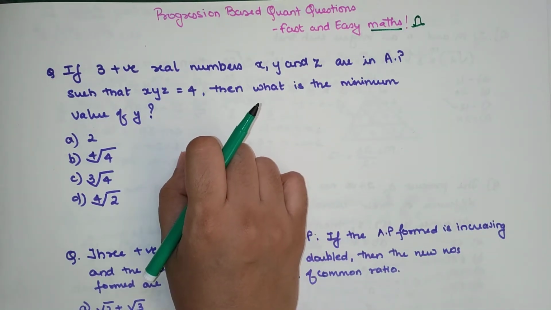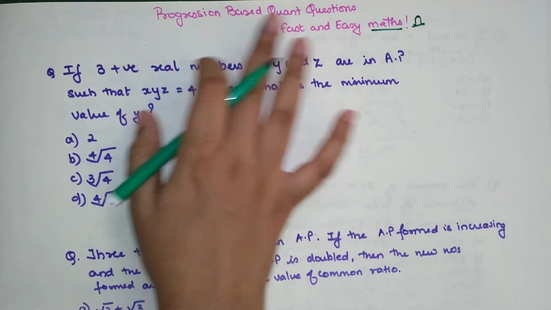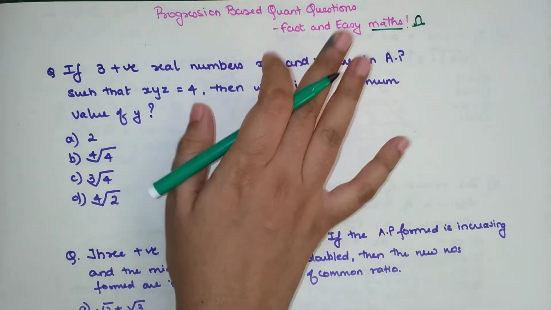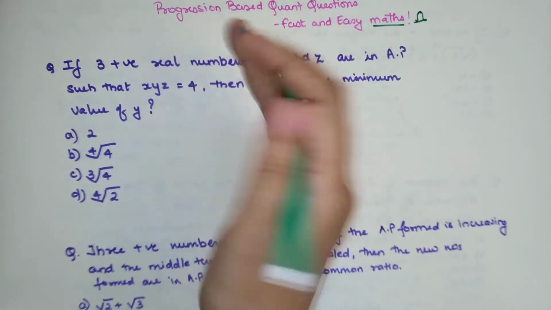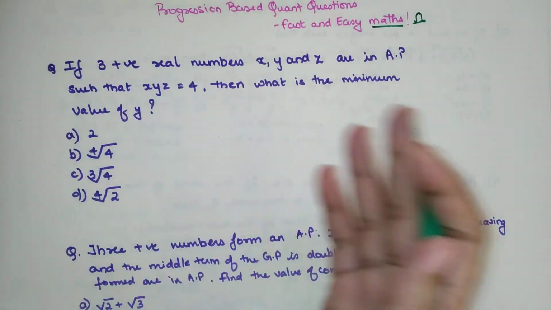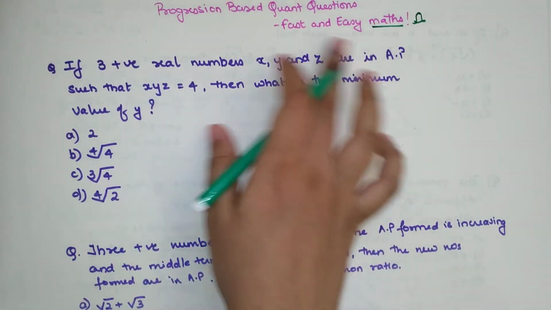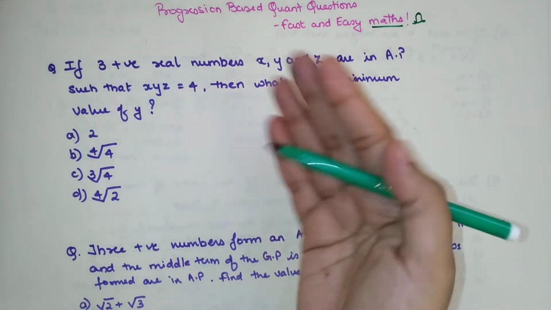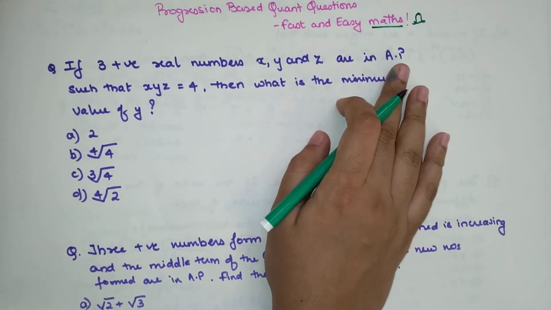So today we are going to talk about progression based quant questions, meaning questions which are asked in the quantitative analysis section of entrance exams such as GMAT, CAT, SAT, ACT, etc. And these are based on progression, meaning arithmetic progression, geometric progression, or harmonic progression.